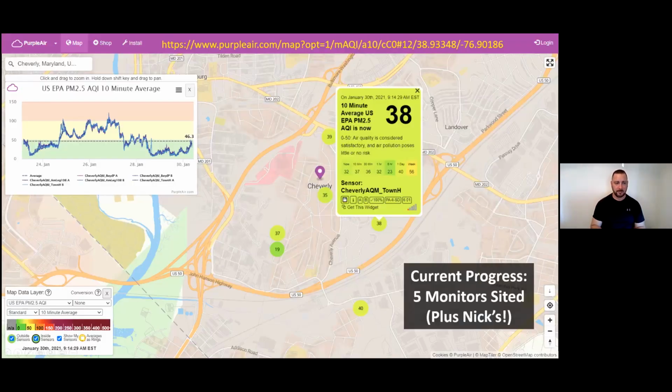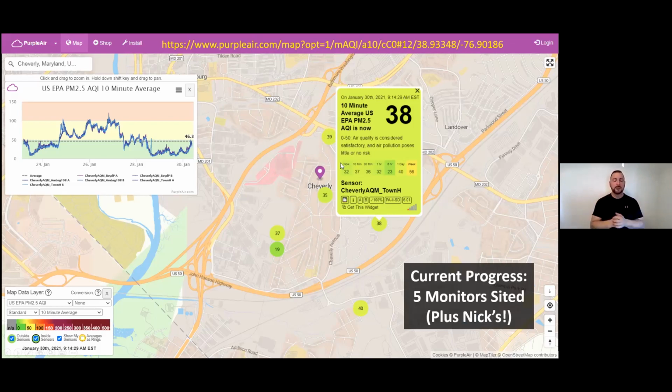And so there were some questions in the Q&A about the data. And so this is the monitoring that we've been doing. And Ngazi went over this. So we have 5 monitors live right now, and you can find them at this website, purpleair.com. Just going to purpleair.com is fine. I put the whole link here, but if you type in purpleair.com, even /map, it'll let you search for Cheverly and zoom you right here.